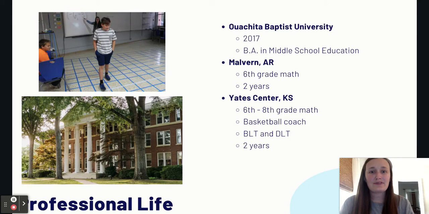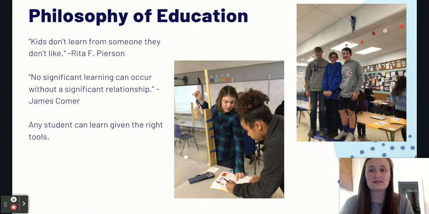My professional life: I went to Ouachita Baptist University. I graduated in 2017, and I have a BA in middle school education. After I graduated, I taught 6th grade math in Malvern, Arkansas for 2 years. And then after my brother's son was born, we moved back to Yates Center, where I teach 6th through 8th grade math. I'm also the girls basketball coach for the middle school. And for the past 2 years, I have been on the building leadership and district leadership team. And my husband also teaches here. We share a lot of the same students.